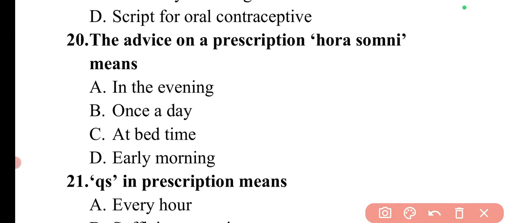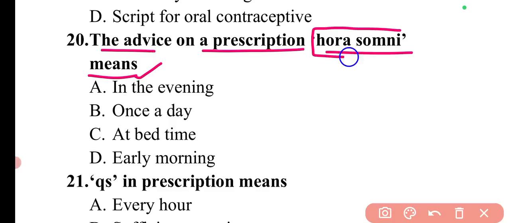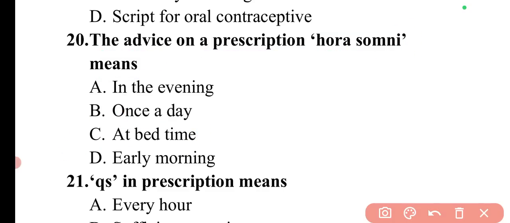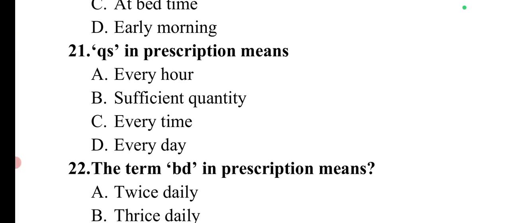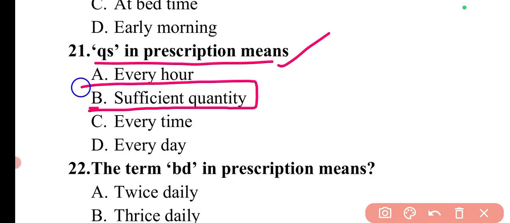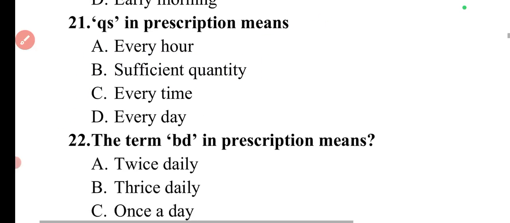The next question is, the advice on the prescription hora somni means. So what is the meaning of hora somni? Hora somni means at bedtime. So here option C is correct. The next question is, QS in the prescription means. So the abbreviation QS means sufficient quantity or quantity sufficient. So here option B is correct.